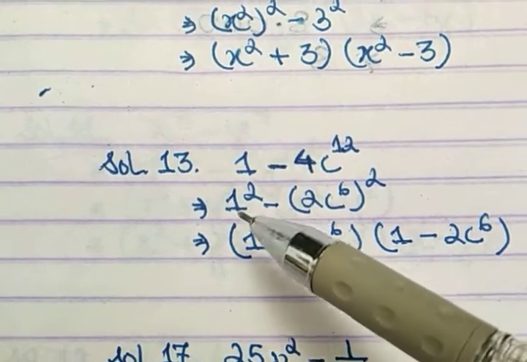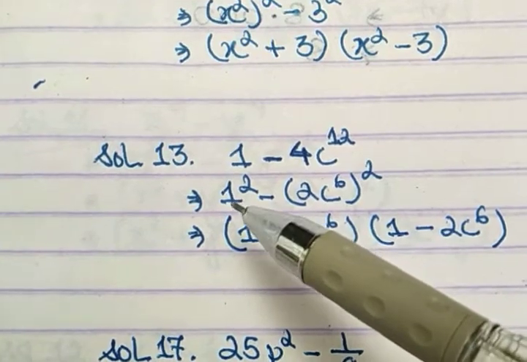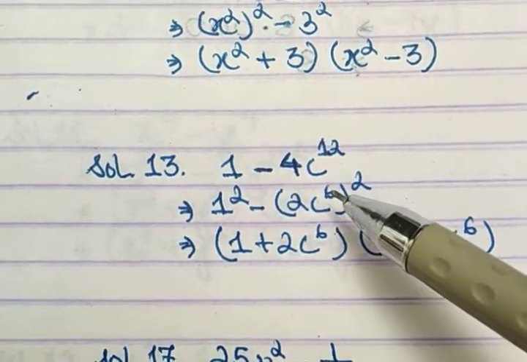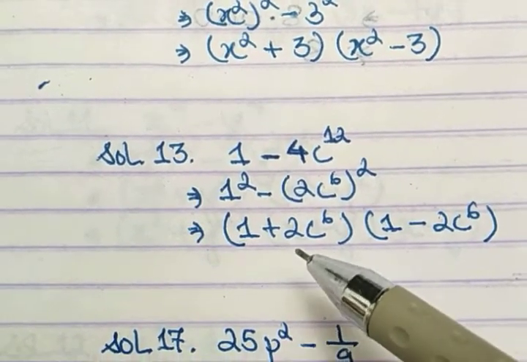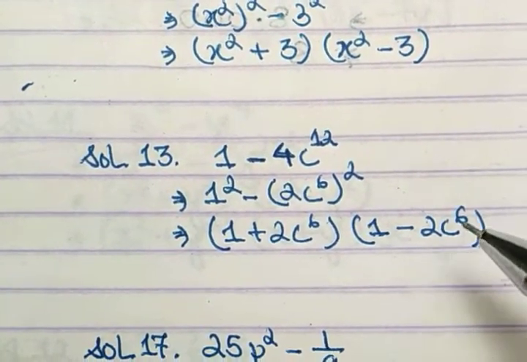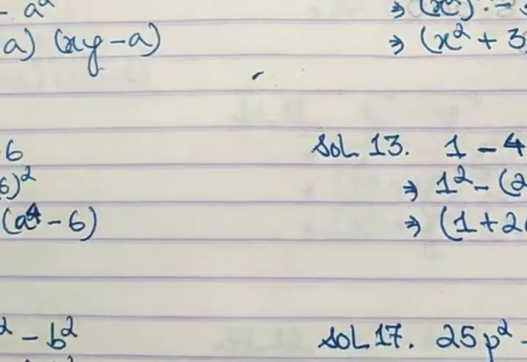So we have it in the form of a square minus b square. In place of a I got 1, in place of b I got 2c to the power 6. So a plus b, a minus b. That is 1 plus 2c to the power 6, 1 minus 2c to the power 6.